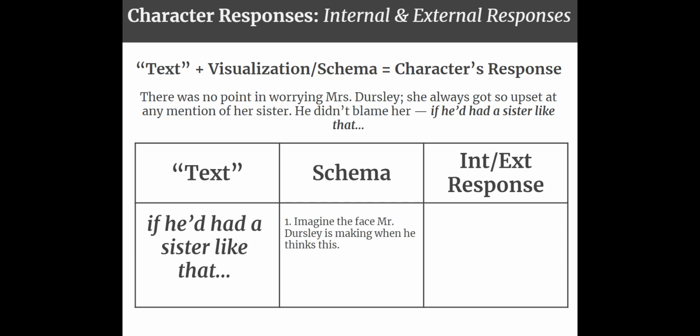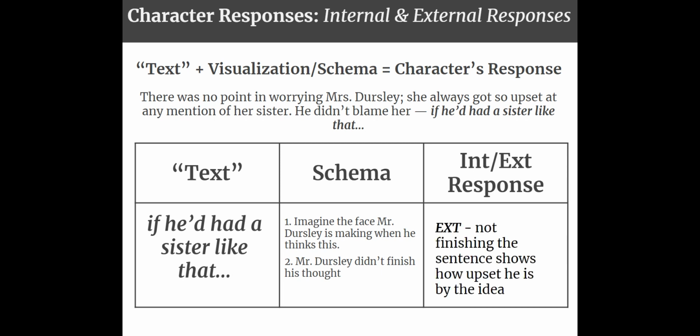So the first thing I want to do is imagine what Mr. Dursley's face looks like when he thinks of this. I imagine his eyes maybe rolling, maybe an exhale. And I'm going to pair that with Mr. Dursley not finishing his thought. Those two things make me think that because he didn't finish his sentence shows me how bothered he is or how upset he is by the idea of having a sister like Petunia Dursley's sister, who is Harry Potter's mother.